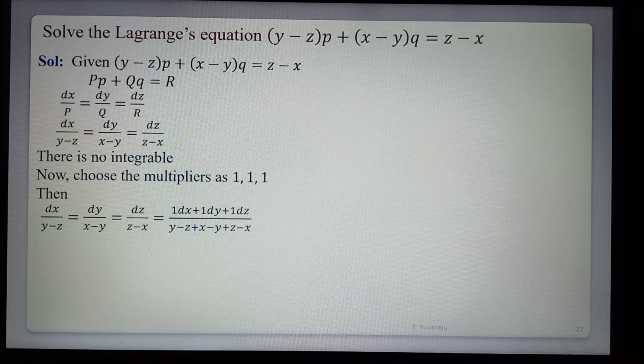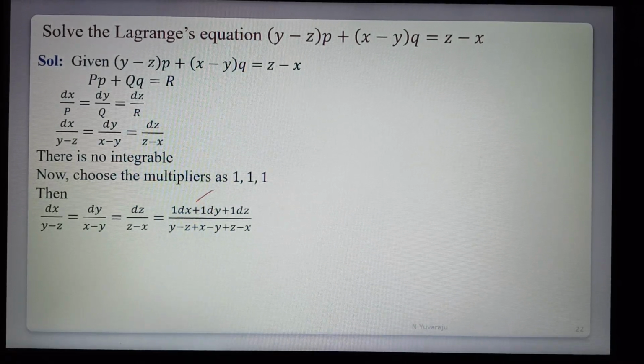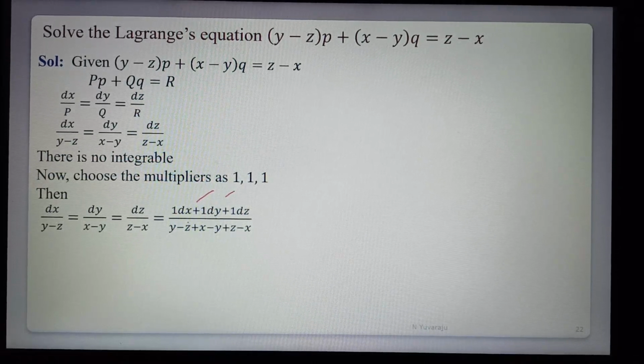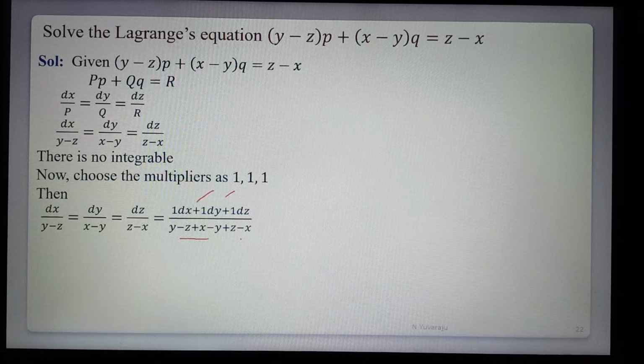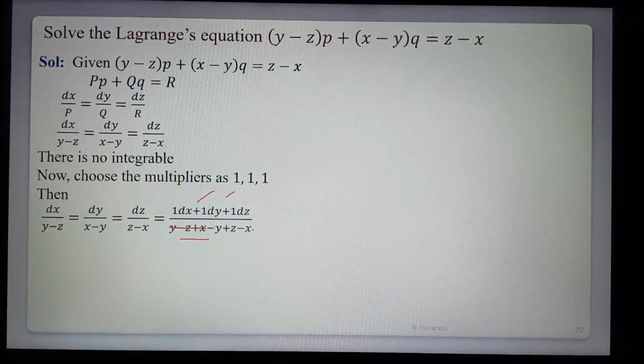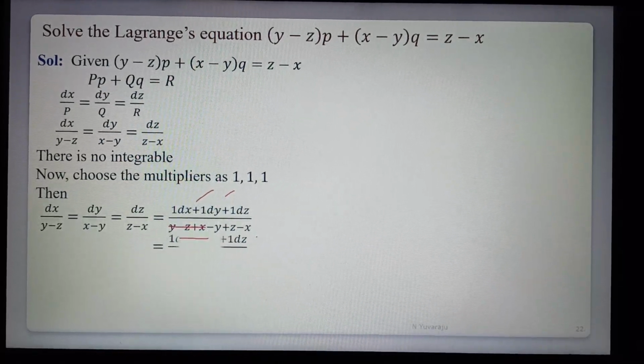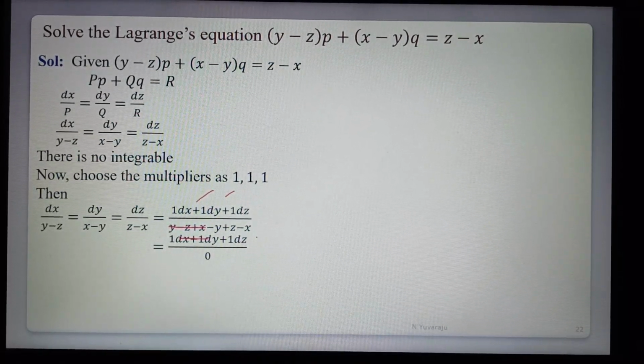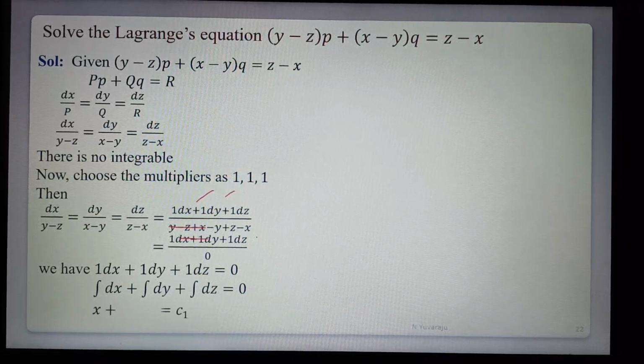The given auxiliary equation can be written as 1 dx plus 1 dy plus 1 dz by 1 into (y minus z) plus 1 into (x minus y) plus 1 into (z minus x). Clearly the denominator is 0, all terms are cancelled, so 1 dx plus 1 dy plus 1 dz by 0, and then automatically the numerator is 0: 1 dx plus 1 dy plus 1 dz is equal to 0. After integration, x plus y plus z is equal to c1. This is the first solution.